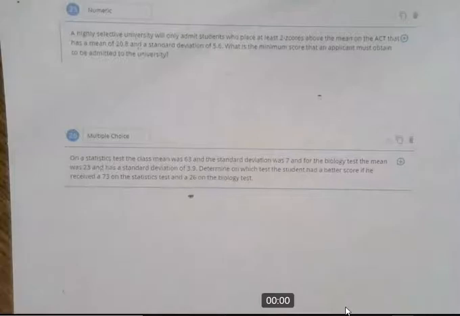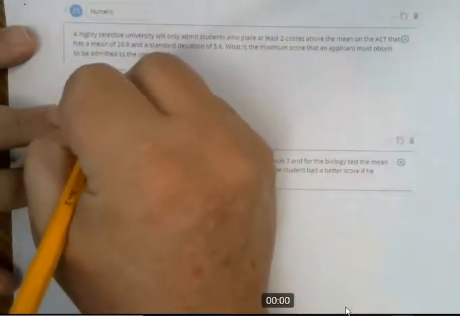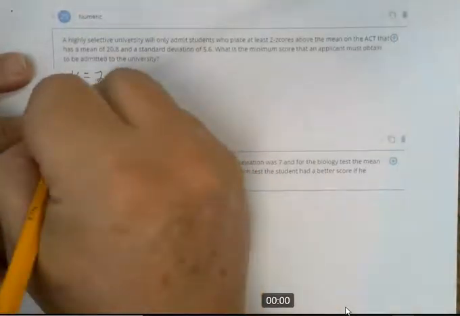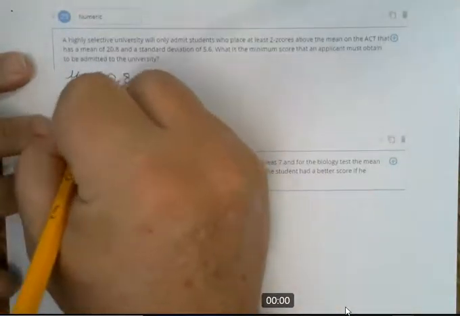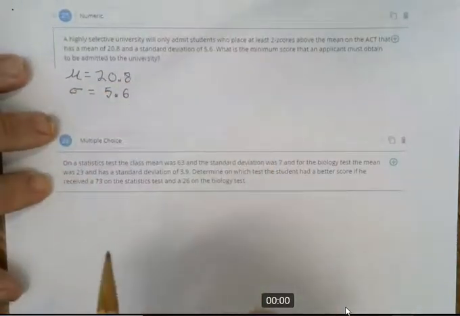Okie doke. A highly selective university will only admit students who place at least two z-scores above the mean on the ACT. It has a mean of 20.8. So let's go ahead and write that down. Mean equals 20.8, and a standard deviation of 5.6. What is the minimum score that an applicant must obtain to be admitted to the university?